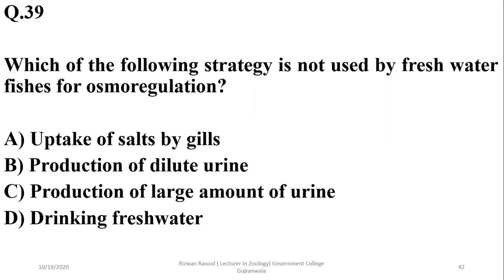Number 39, which of the following strategies is not used by freshwater fishes for osmoregulation? Freshwater fishes, they have to conserve their salts because there are less salts in the environment, and they have to remove the excess water because they are getting much water by the diffusion osmosis process from the skin. So uptake of salts by the gills could be their strategy. Production of dilute urine and large amount of urine are also their strategies. But drinking fresh water is not feasible for them, is not an efficient way to conserve their salts. So right option is delta.